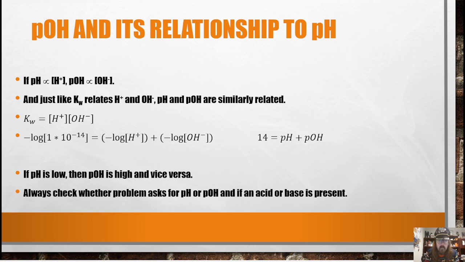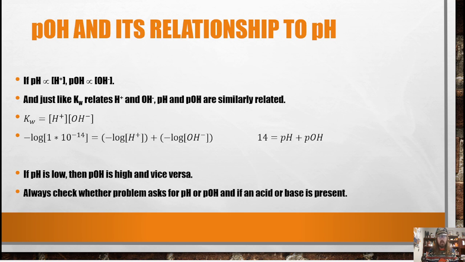So a pH of 3 would be a pOH of 11. A pH of 6 would be a pOH of 8. They must always add up to 14. Now please note, we need to always check whether the problem we are answering asks for pH or pOH. And we must always check whether we are given an acid or a base.